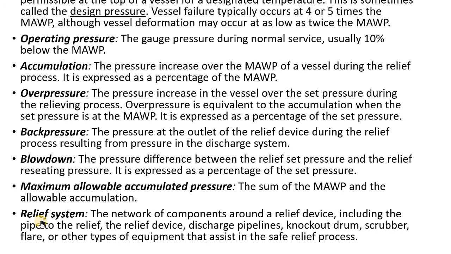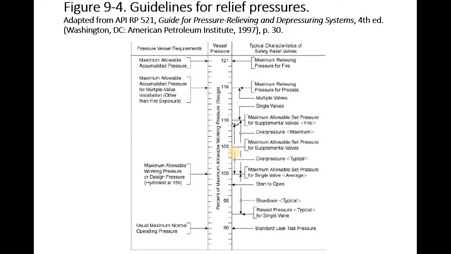So it is the relief device, it is the pipe to that relief, it is the discharge pipelines, something called the knockout drum we're going to take later, the flare, and so on. Okay, great. So what we have, we already passed through this, and this is another guideline adopted by API. It's the American Petroleum Institute. You can go and look at the standards by API. They have a lot of standards, and the one that is related to 521 are all about the relief devices. And this is the guide for pressure relieving and depressurizing systems.